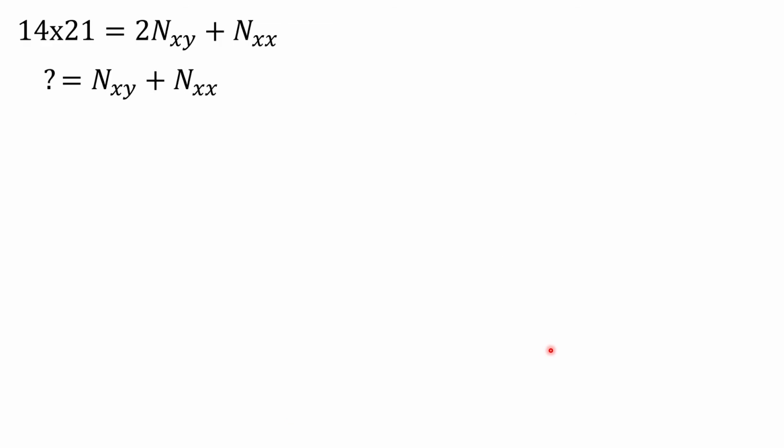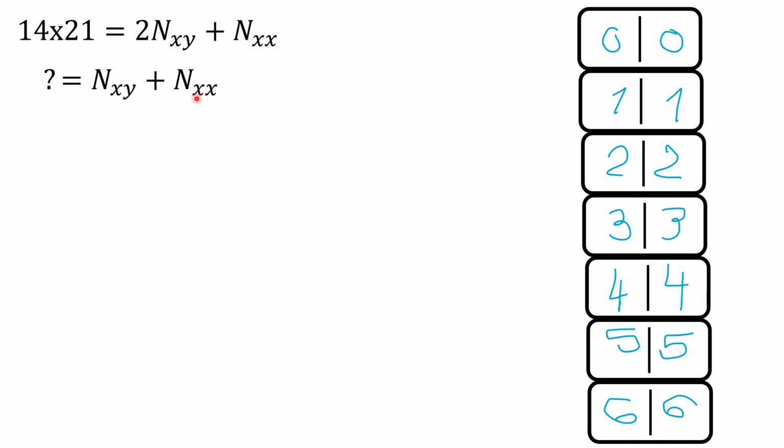So let's think about it. Really the solution to this problem is to find this number of dots on all dominoes that have the same number on the left and on the right. Well, how do we do this? Well, let's count them. Here they all are.